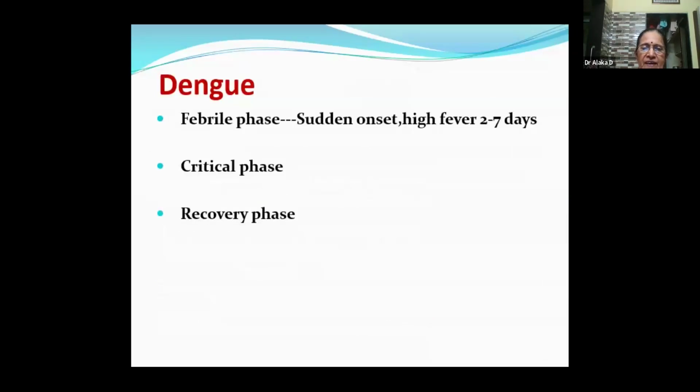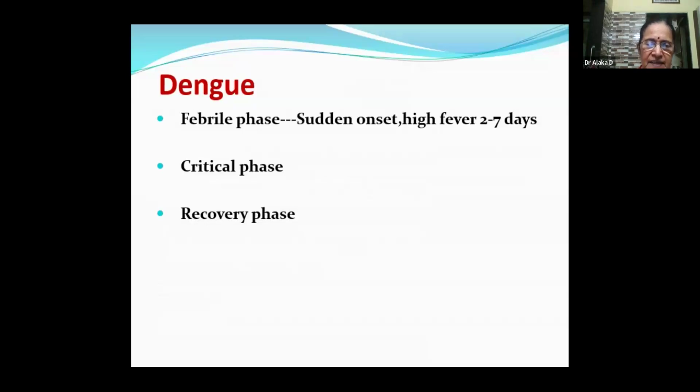There is a febrile phase, sudden onset high fever lasting for 2 to 7 days. Then there is a critical phase and then there is a recovery phase. Now, all people who are infected with dengue virus do not develop the disease. 1 in 4 persons develop the dengue. That means it can remain asymptomatic. Okay?